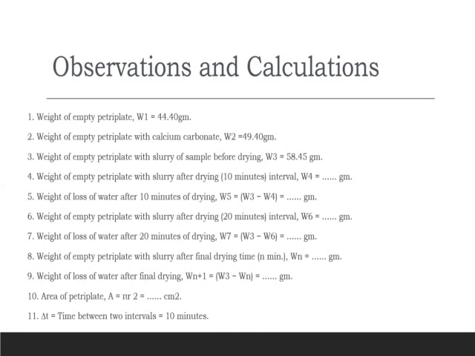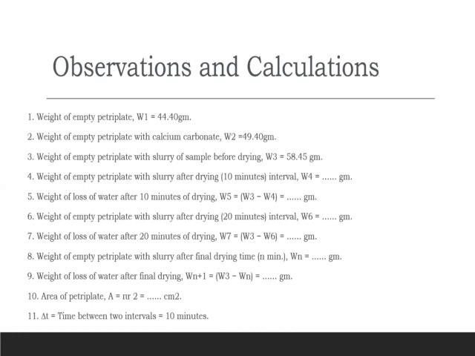First is the weight of the empty Petri plate. Then the weight of the empty Petri plate with the calcium carbonate. Next is the weight of the Petri plate with the slurry of sample before drying. Next is the weight of the Petri plate with the slurry after drying at a 10 minute interval, which will be W4. Next is the weight loss of water after 10 minutes of drying, which is W5, calculated from W3 minus W4.